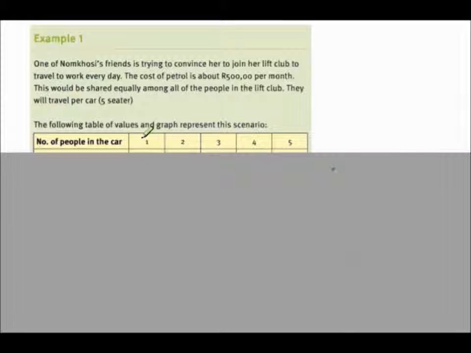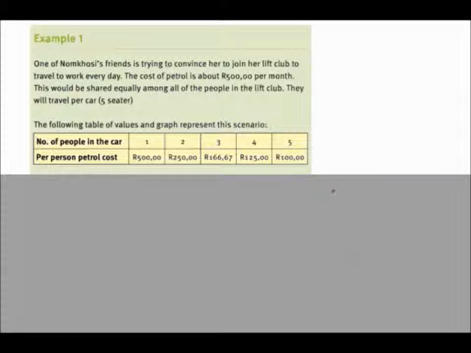So, number of people she can take. If she went on her own, she would pay 500 Rand. What would happen if there were 2 of them in the car? Well, they would each pay half the petrol price. If Nkosi went on her own, it cost her 500 Rand a month. If she found a friend to share the cost, it would be 250. If there were 3 of them, it would be 166.67 each. 4 of them would pay 125 Rand each, and 5 would pay 100 Rand each.